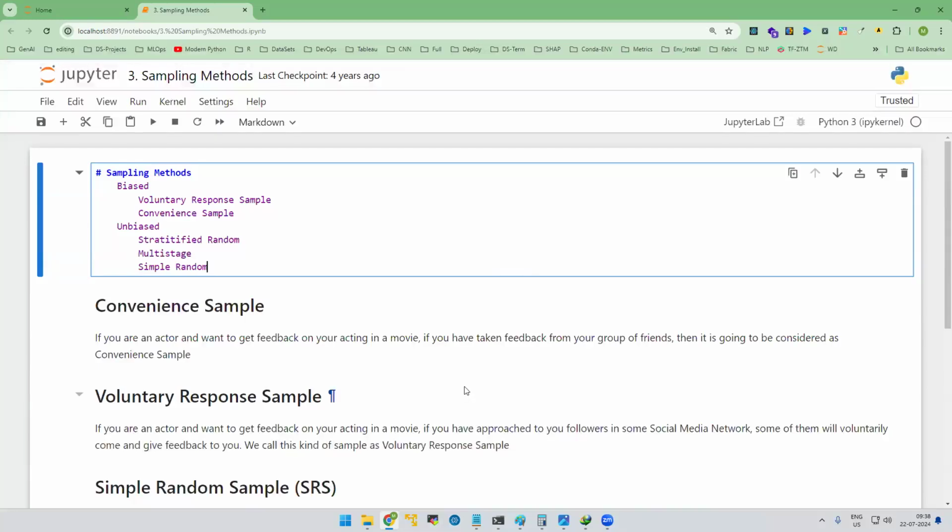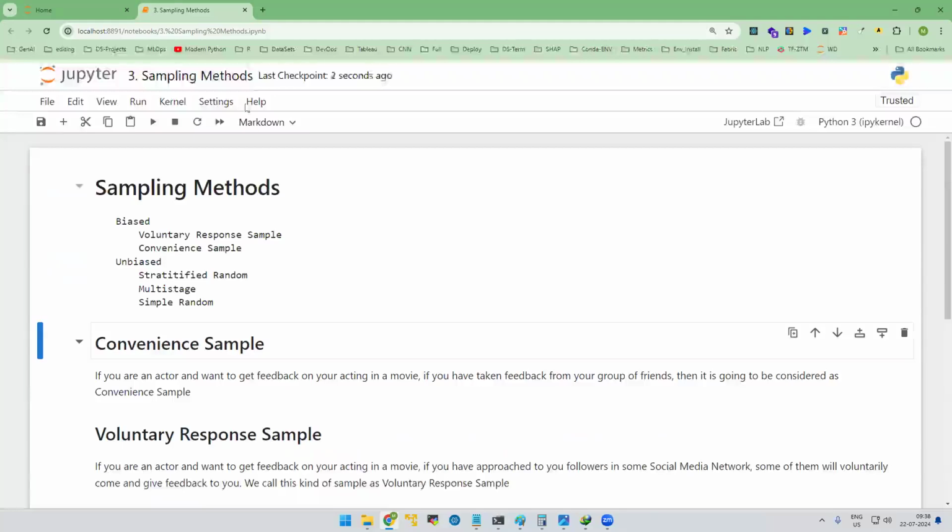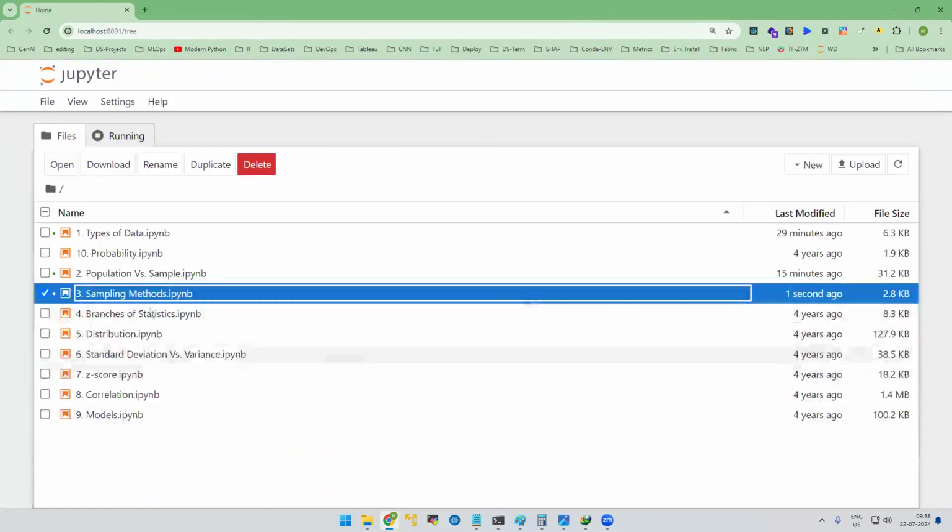But when you collect the data, you have to specifically mention which part is biased and which part is unbiased. In unbiased, again, which method you have applied, whether it's multi-stage, SRS or stratified random. If it is biased, it's voluntary or convenience, right? Yeah, got it.